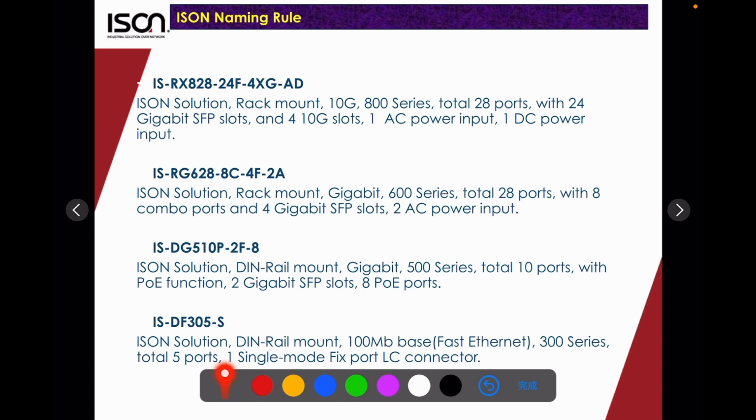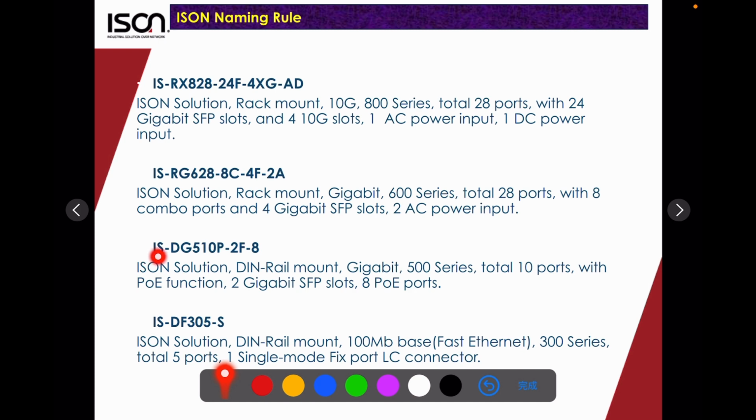Number 2, IS-RG628-AC-4F-2A. It means the Isen solution, rack mount, gigabit, 600 series, total 28 ports, with 8 combo ports and 4 gigabit SFP slots, and 2 AC power input.